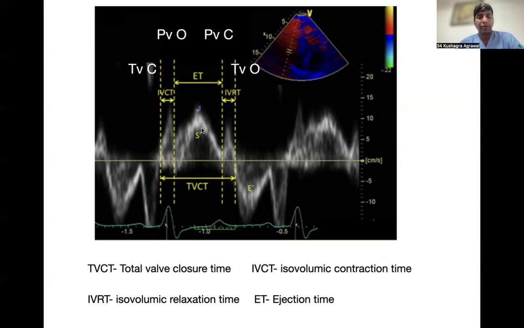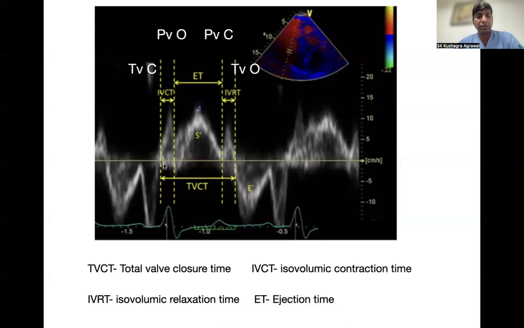After ejecting the volume in the pulmonary artery, the pressure decreases and comes to around 0, and this pulmonary valve now closes. After this, the pulmonary valve is closed as well as the tricuspid valve. So this is the isovolumetric relaxation time. Then after this relaxation, the myocardium relaxes, and there is some negative pressure which opens the tricuspid valve.